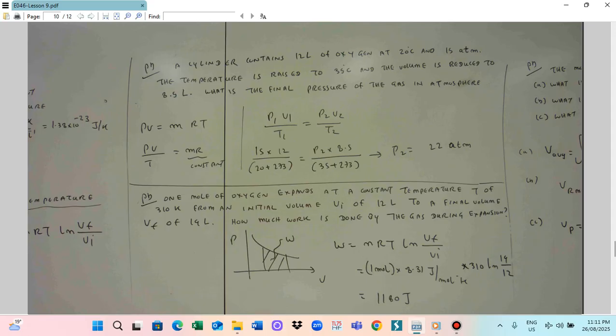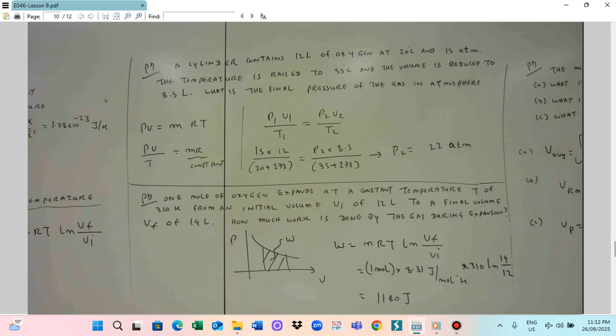In this case, it's given volume expansion. Volume expansion means this is the pressure, here is the volume, and the volume will expand this way. So you have to calculate the work done. This is the W, so W can be calculated.